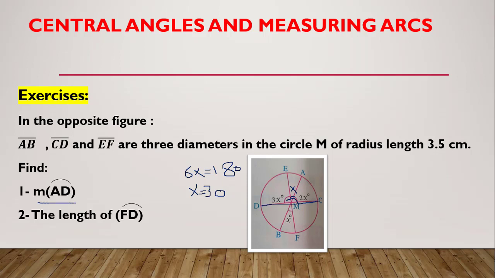So x will be 30 degrees. Okay, measure of arc AD. This is the arc AD. It will be x plus 3x. It will be 4x. So 4 multiplied by 30 will be 120. The length of FD. This is FD.